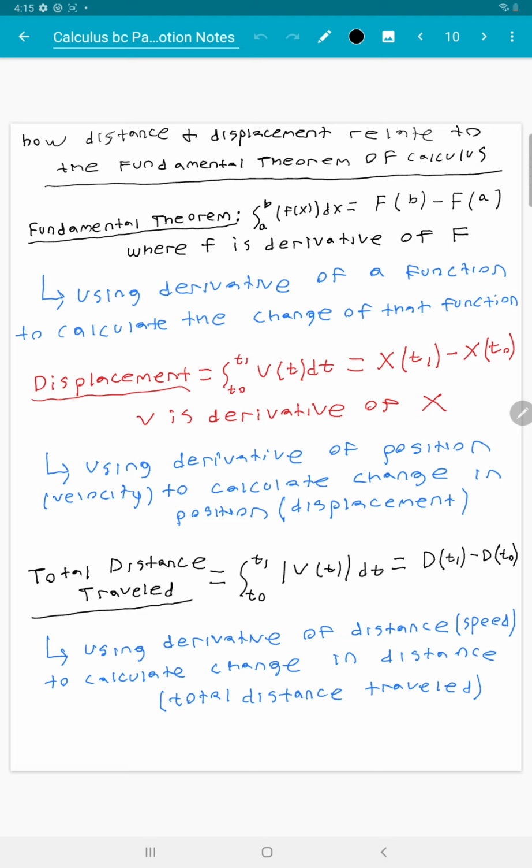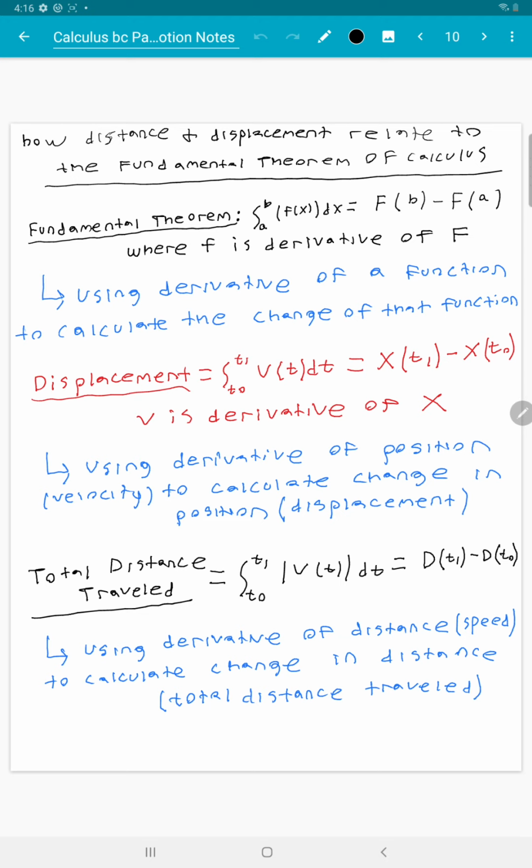And we know that displacement is the integral of velocity from time initial to time final. So this equation that we set up looks very similar to the fundamental theorem of calculus, because we know that velocity is the derivative of position. So we are using the derivative of position, which is velocity, to calculate the change in position, which is displacement. That's why displacement equals the integral of velocity from time initial to time final.